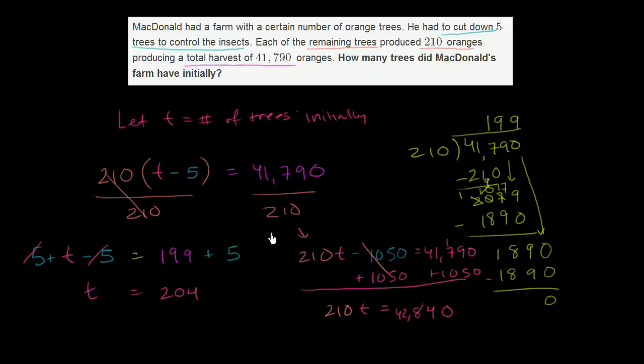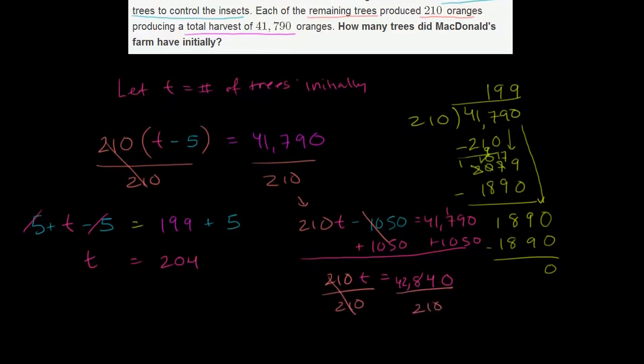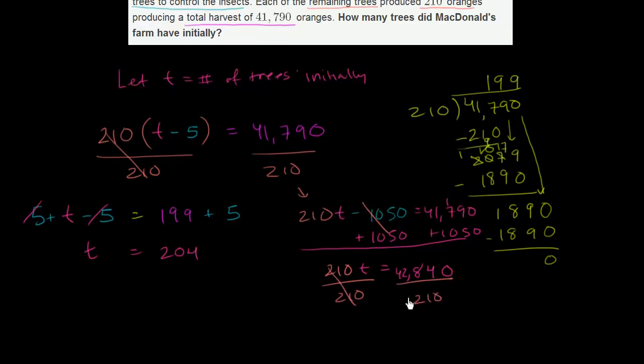And now you can divide both sides by 210. And now we know where this is going to go. I could do the long division again. T is going to be equal to 42,840 divided by 210, which is equal to 204.